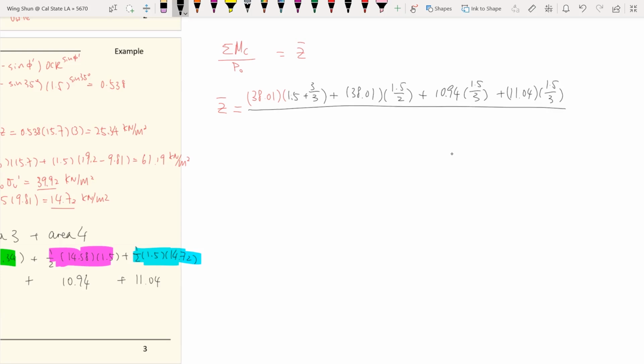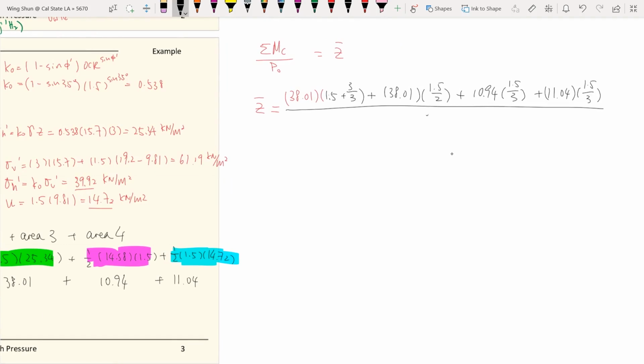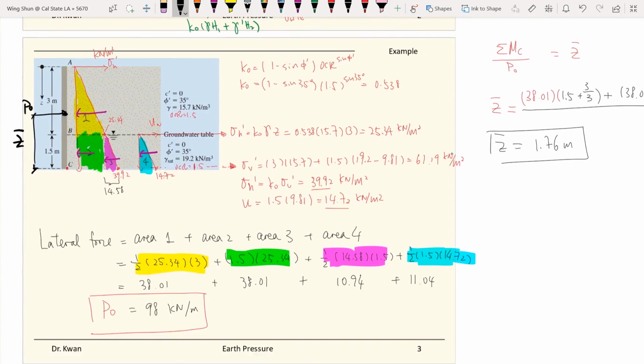And this is divided by the total resultant force, which is 98. We then calculate the moment arm for this resulting force, which equals 1.76 meters. So the location of this resultant force, provided by the retaining wall to resist the soil behind the wall for at-rest conditions, is 1.76.